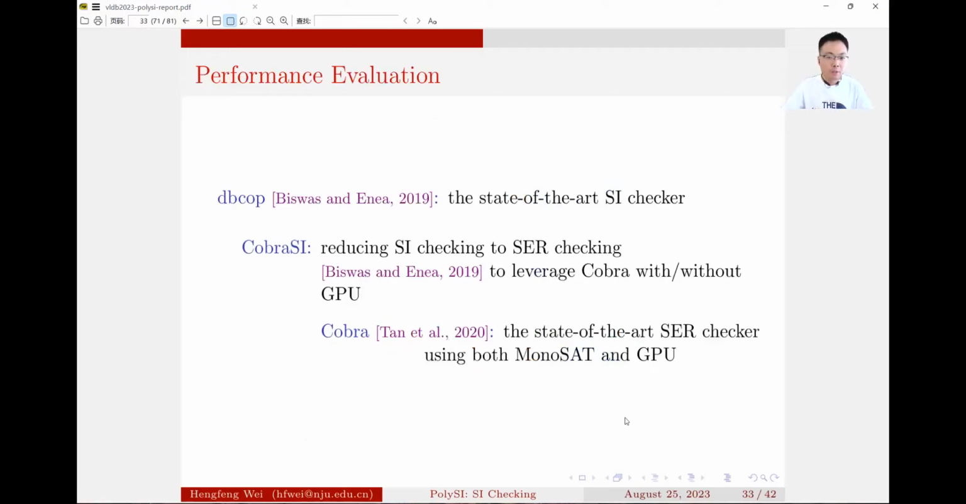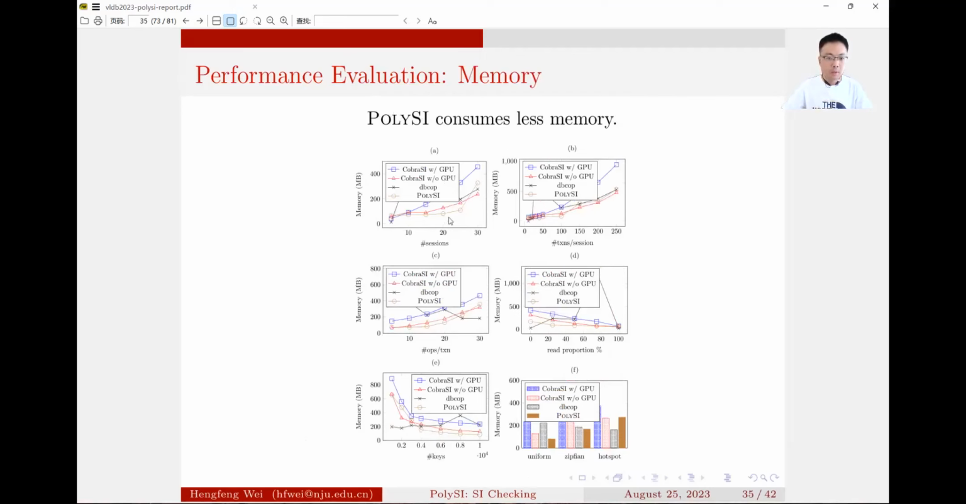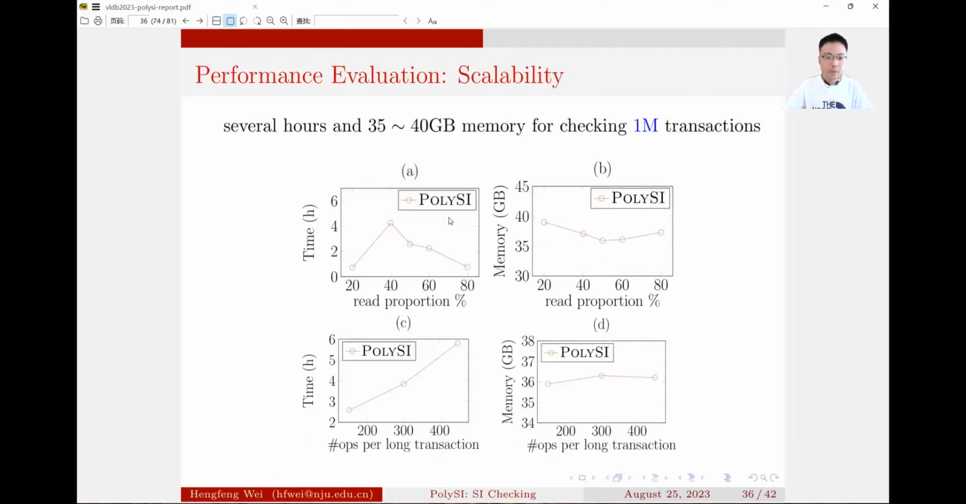For performance evaluation, besides dbcop, we also implement Cobra-SI, which reduces SI checking to serializability checking to leverage Cobra with or without GPU. The results show that PolySI significantly outperforms the competitors. PolySI consumes less memory. Also, PolySI can scale up to large workloads with 1 million transactions in several hours.